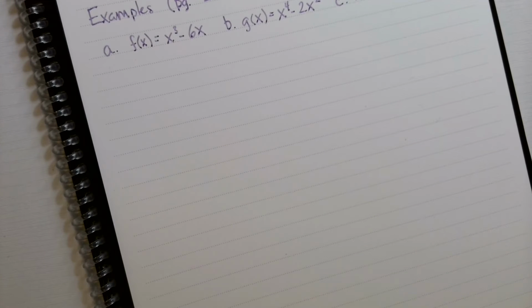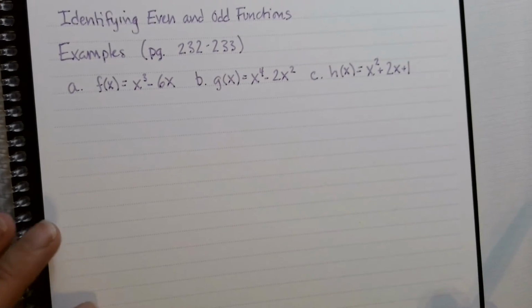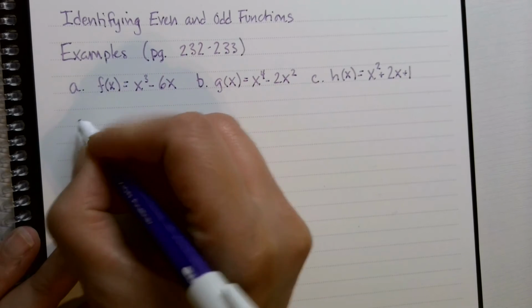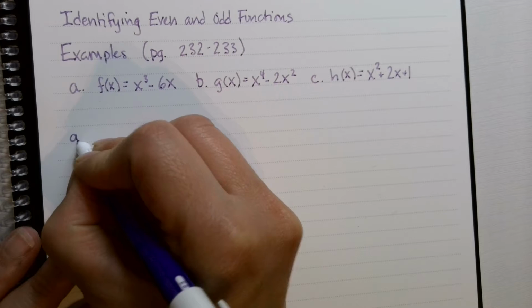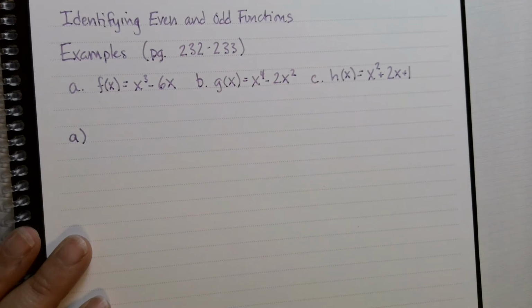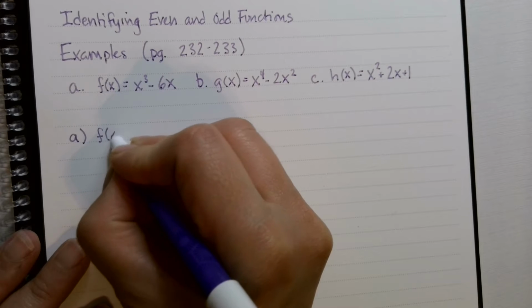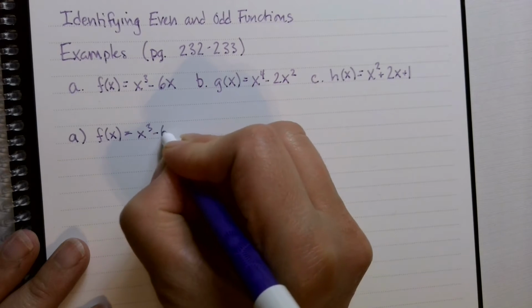However, if you don't have the graph, you can still identify whether a function is even, odd, or neither by using the formula, right? So let's try a couple. These are examples from page 232. This is still in section 2.2. So A says f of x equals x cubed minus 6x.